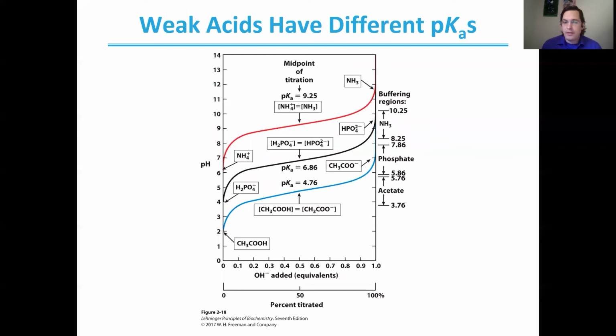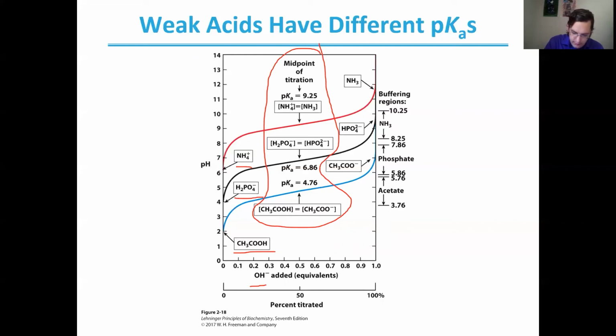Now, again, for any given weak acid, we'll see the same kind of titration behavior, right? It's always going to start in the acid form at low pH, and then as we add strong base, we can slowly convert it over into the conjugate base form. We'll always get this midpoint where our conjugate base and our weak acid concentrations are equal at the pH equal to our pKa, right?